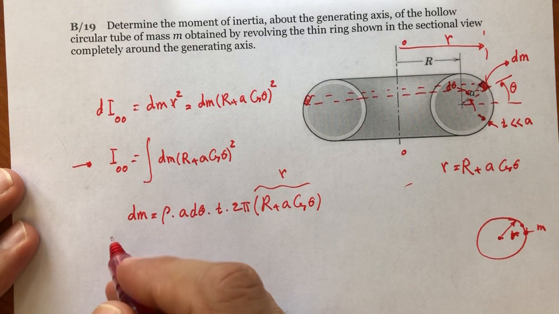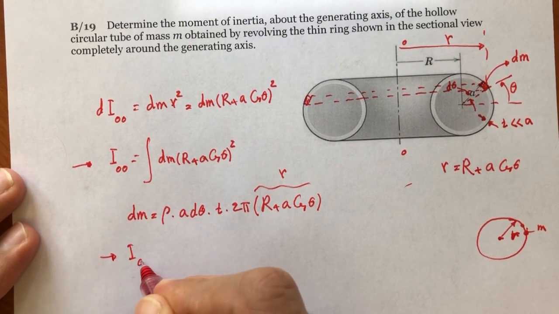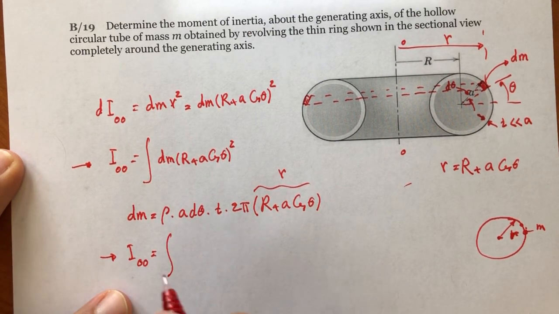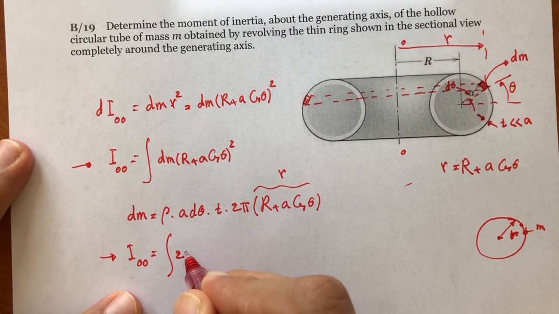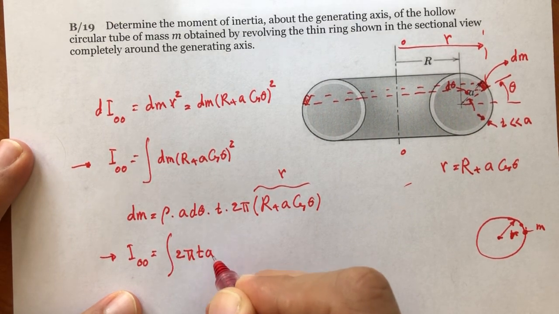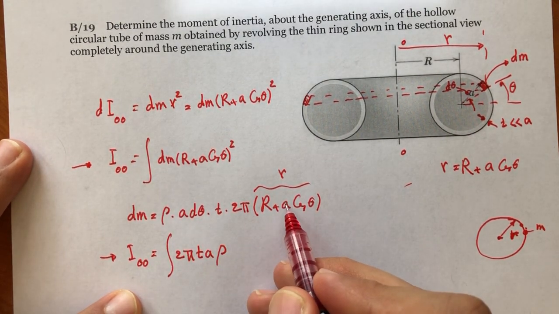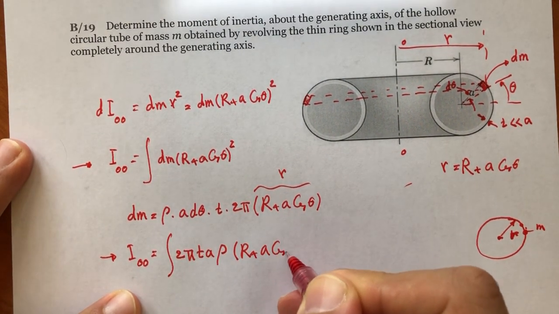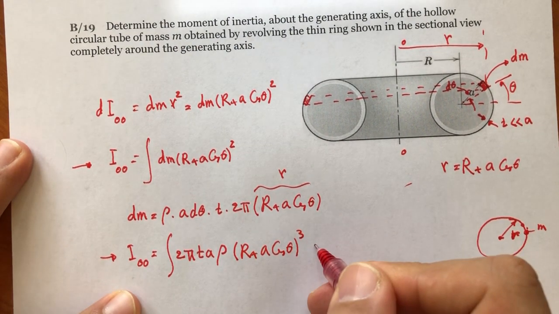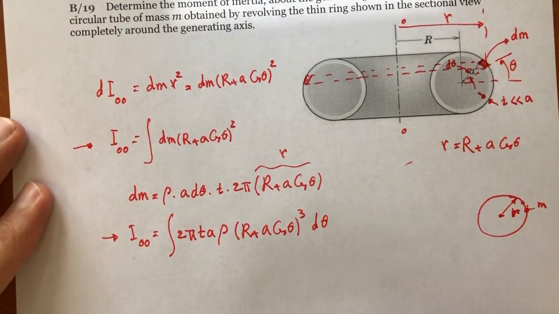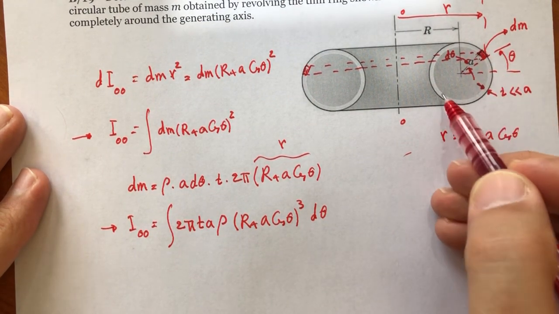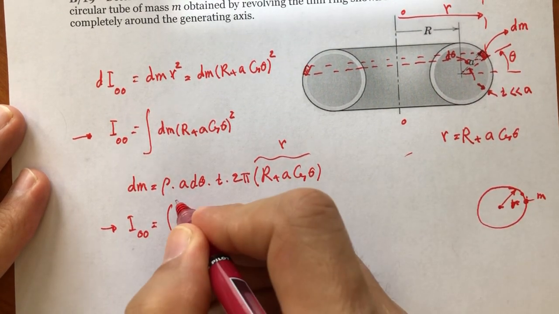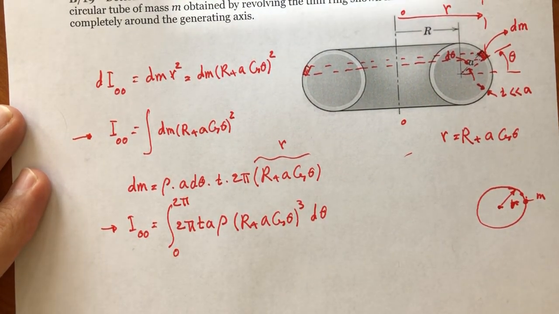So if I put this here, then I_O is going to be equal to, all of these parameters, they are constant. Let's write all of them together: 2π t a rho. Then we have r here and also r squared here. Together it's going to be r cubed times dθ. And we are integrating it over θ. To cover the whole volume, θ is going to go from 0 to 2π. So this is the integral that we need to do.